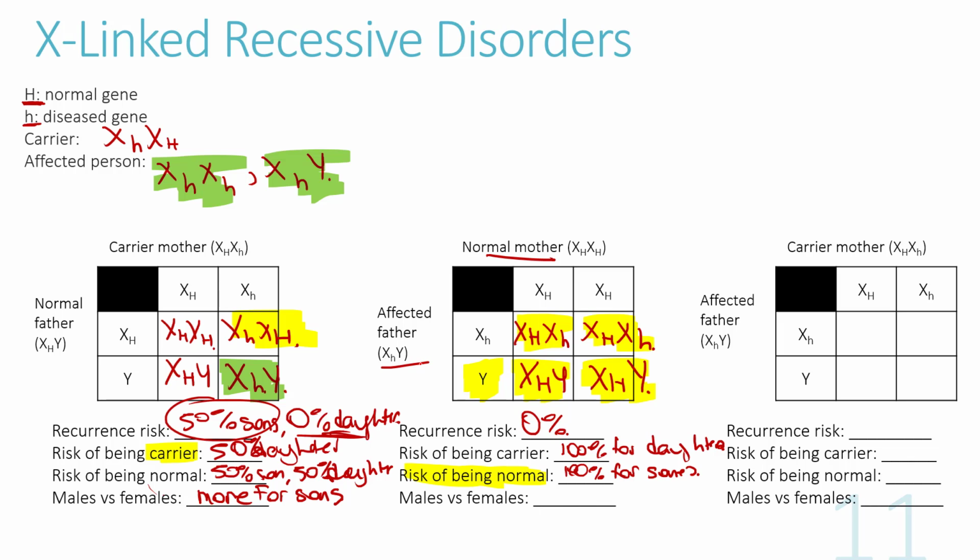The affected father won't pass it on to his kids, but in several generations it might actually come about if the carrier mom mates with an affected father, as we can see in the next box. So you've got a carrier mom, one normal X and one disease X, and an affected father with a single X disease, right? So again, let's do this.